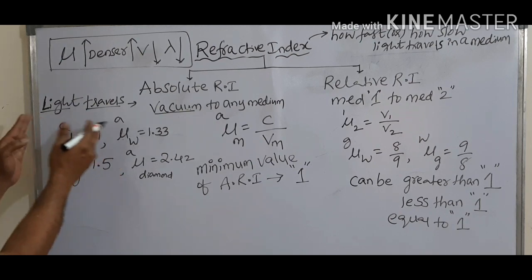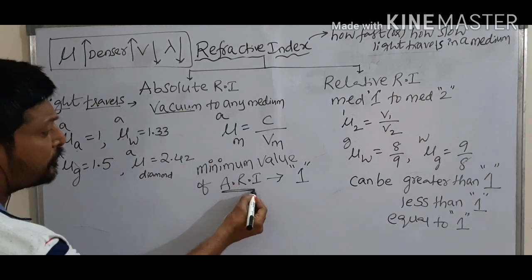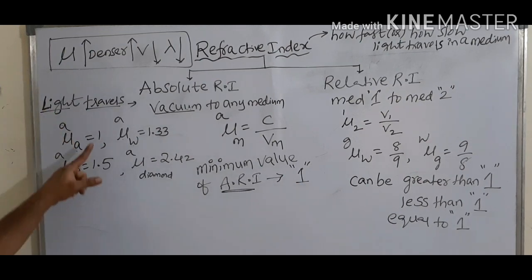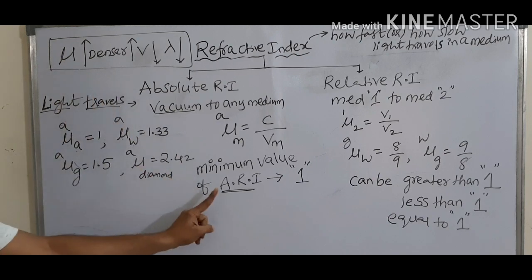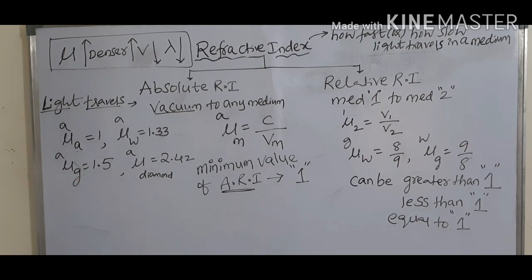Next, come to the point. If we observe all the values, the minimum value of absolute refractive index is 1. That means the minimum value of absolute refractive index is 1 only, so its value cannot be less than 1. Remember, this point is very important.